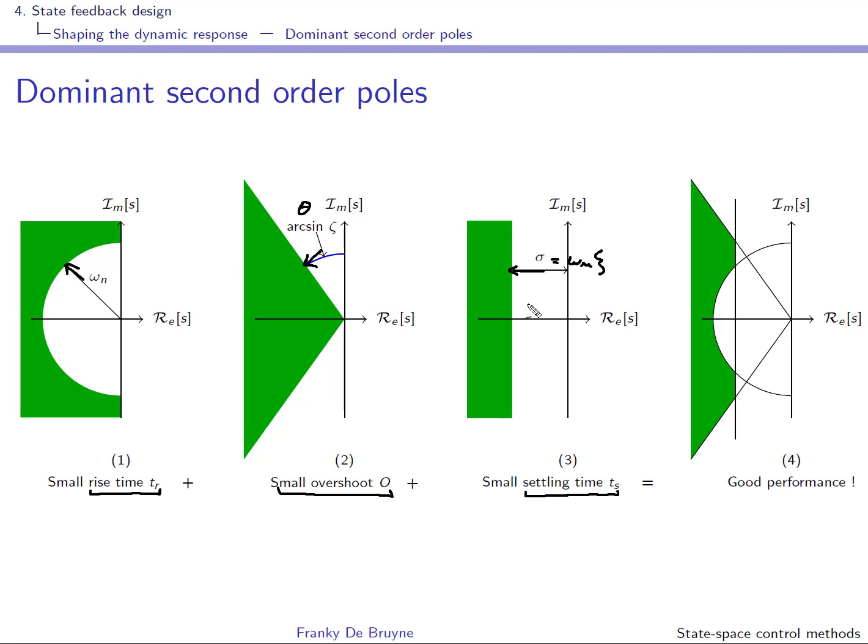As you know, good performance is a mix between an appropriate rise time, an appropriate overshoot, and an appropriate settling time. So really, the appropriate pole region for good performance will look like the intersection of those three regions, as is shown over here.